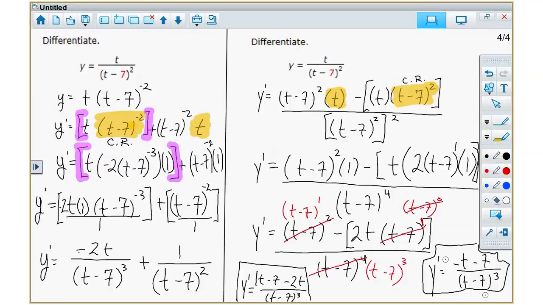Now, how can you get that over here? Well, the common denominator is t minus 7 to the 3rd power. You see that over there. So you need to multiply this by t minus 7 over t minus 7, and that gives you the common denominator here. But up here you get negative 2t plus 1 times t minus 7, and you get negative t minus 7. So there's my negative t minus 7 right there. Either way you do it, you'll get the same answer.